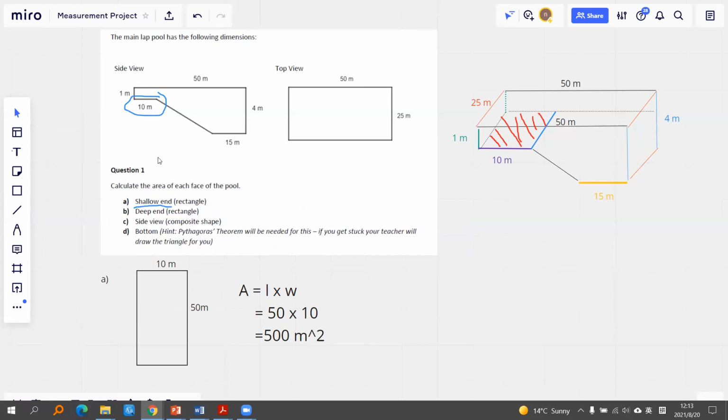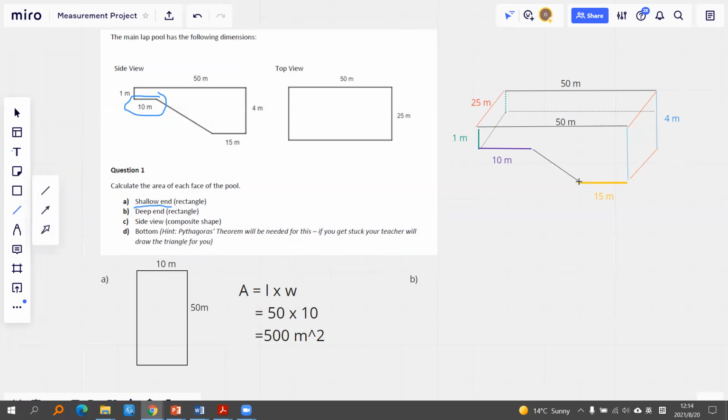For the deep end, it's similar. So I put question B here. I copy this one and paste it here, then change it to question B. For question B, it's very similar, the deep end. So what do I have? Let me fix this a little bit more.